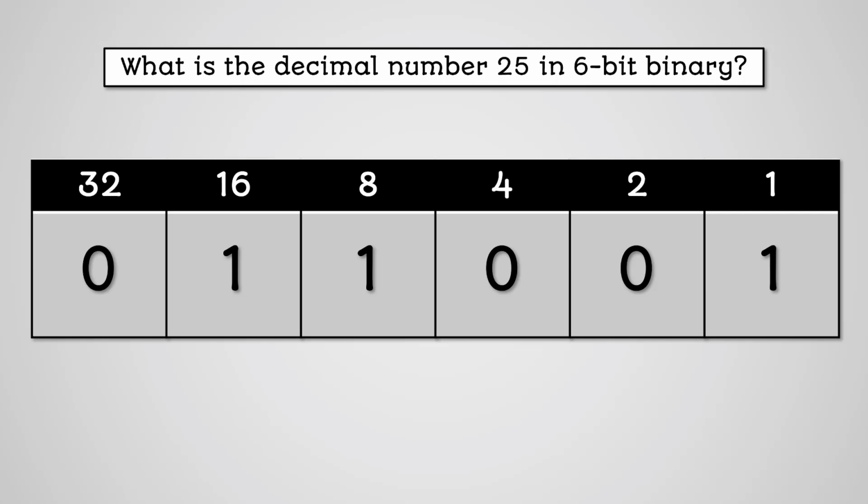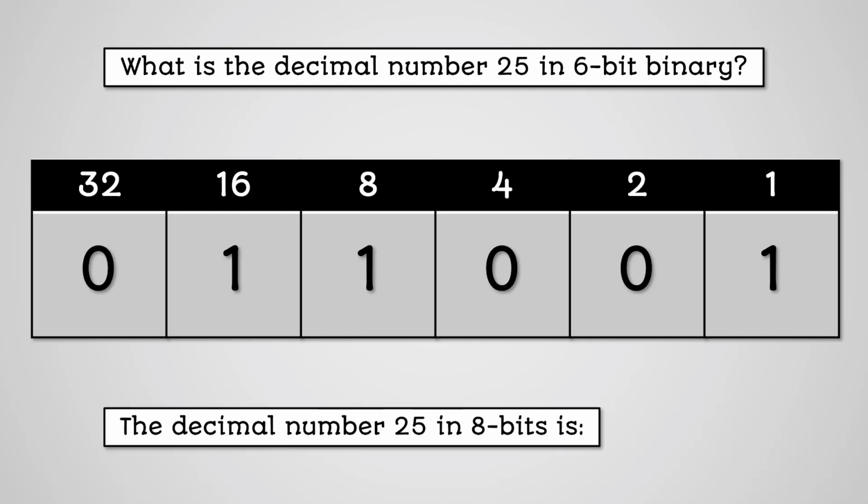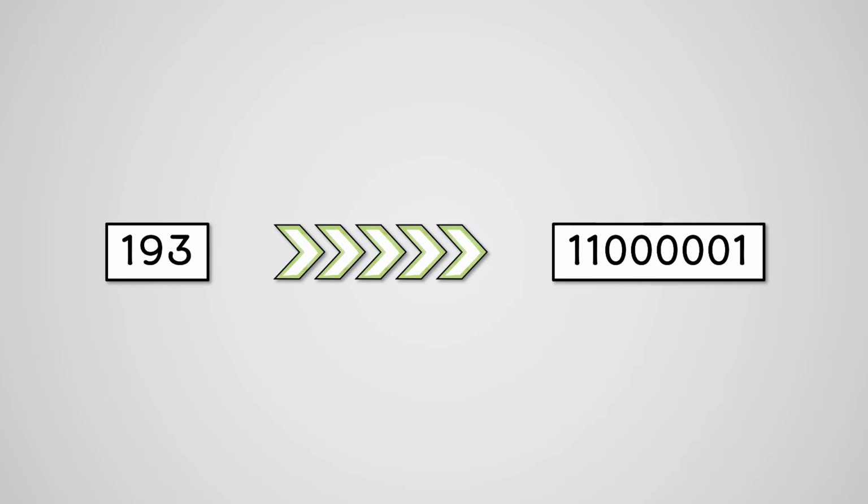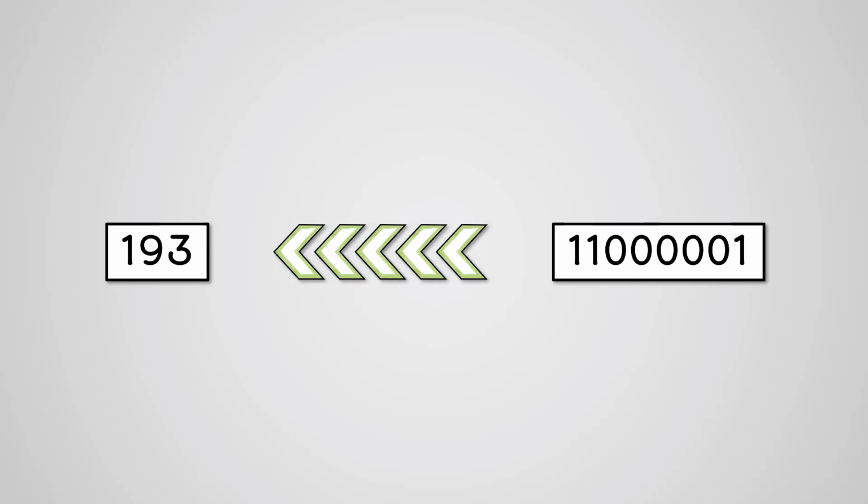An important thing to remember is that you must always give your answer in the required number of bits. Your exam will usually want your answer in 8 bits. The number 25 in 8-bit binary is 00011001. Of course, we don't just need to be able to convert decimal numbers into binary numbers, we also need to be able to do the reverse.